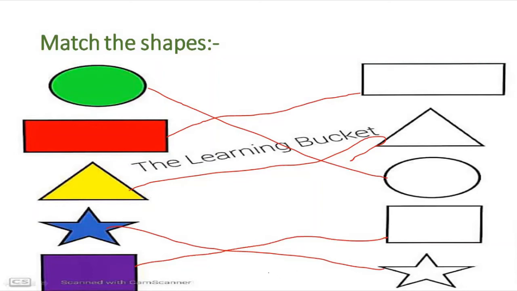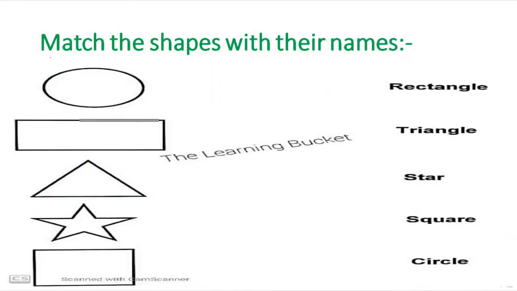Very good. Hope you all understand well and the concept becomes clear to all of you. Let's move on to the next. Now match the shapes with their names. In the previous lecture I told you to memorize the spellings of the shapes. Do you remember that? So this is the circle. Where is the spelling of circle? Look, C-I-R-C-L-E, circle. Match it.